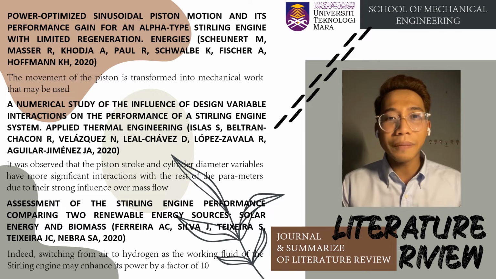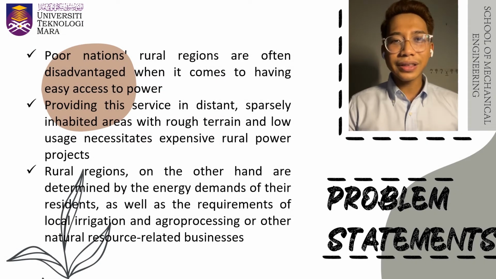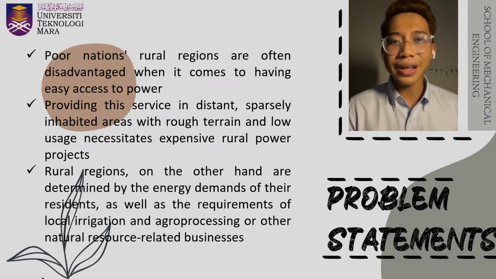Indeed, switching from air to hydrogen as the working fluid of the Stirling engine may enhance its power by a factor of 10. Poor nations' rural regions are often disadvantaged when it comes to having easy access to power. Providing this service in distant, sparsely inhabited areas with rough terrain and low usage necessitates expensive rural power projects. Rural regions, on the other hand, are determined by the energy demands of their residents, as well as the requirement of local irrigation and agro-processing or other natural resource-related business.